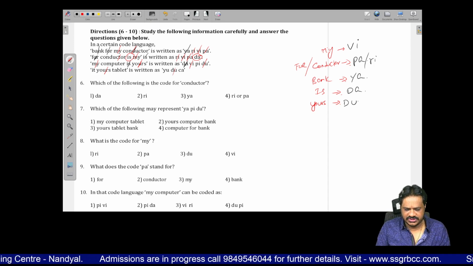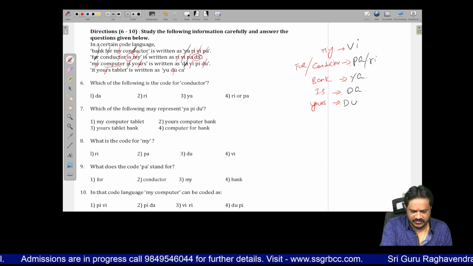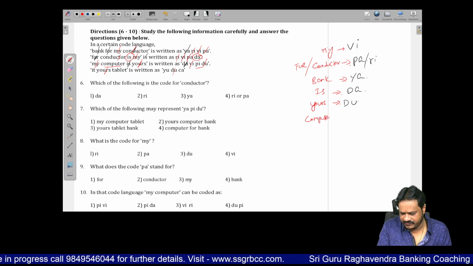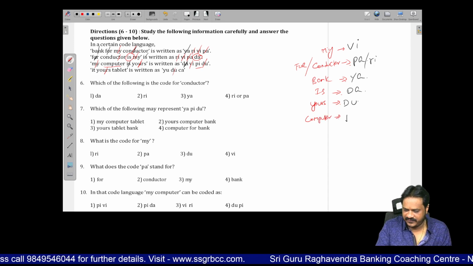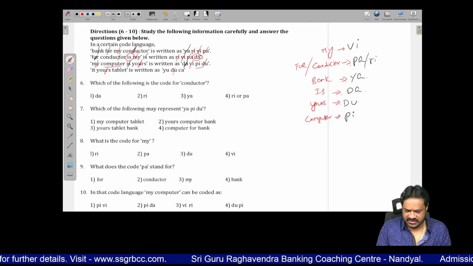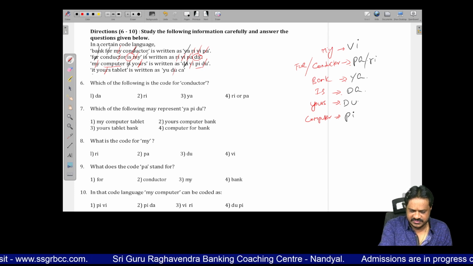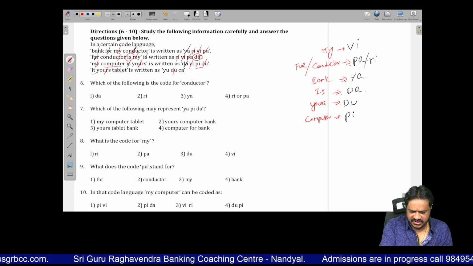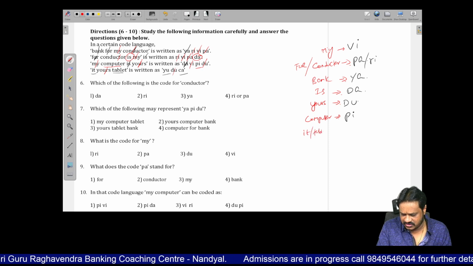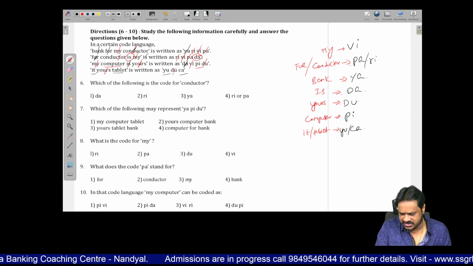Then what is the code for computer? Computer means PI. Remaining code PI, remaining word computer. So computer code is PI. Eat yours tablet. Come to the last sentence. Eat yours tablet. Already yours means DU. Eat tablet means either YU or CA.